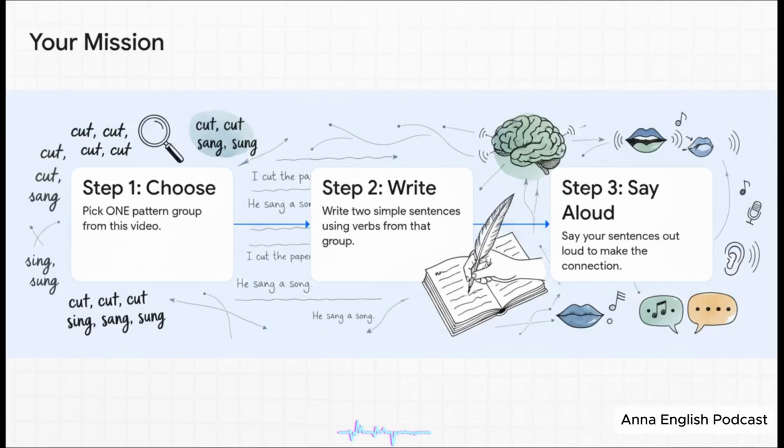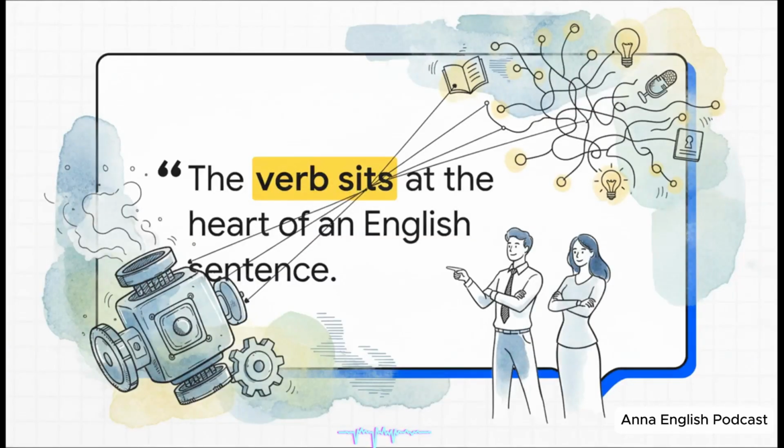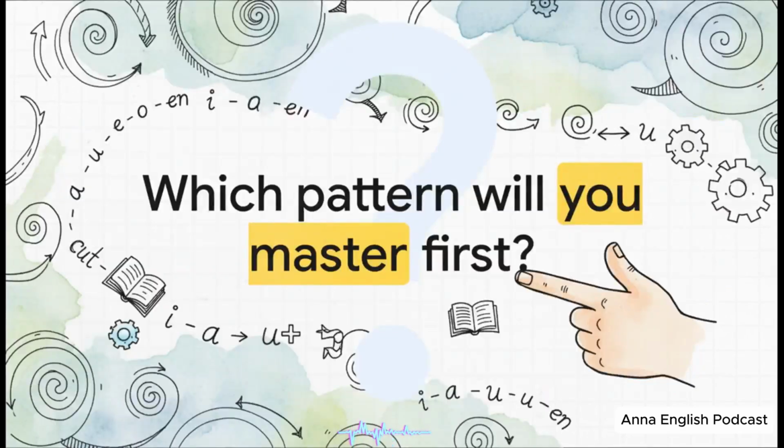And finally, this part is key. Say your sentences out loud. Make that connection between your brain, your hand, and your voice. And I want you to always remember this. Mastering verbs isn't just about passing a grammar test. It's so much more. Verbs are the engine, the beating heart of every single sentence you speak. When you feel confident with verbs, you're going to feel so much more confident speaking English. So, I'll leave you with this question. Forget that long, scary list. Just focus on one small, totally manageable pattern. Which one are you going to master first?